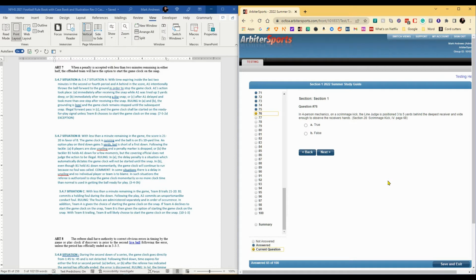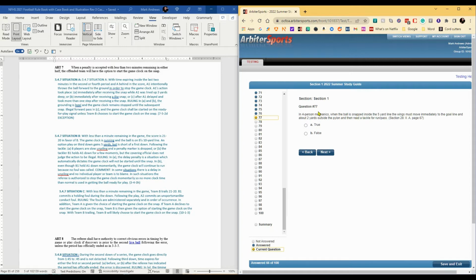Oh boy. Question 76. In four-person mechanics, on a scrimmage kick, the line judge is positioned 3 to 5 yards behind the deepest receiver and wide enough to observe the receiver's hands. Section 28, scrimmage kick, page 68. I don't have an electronic version of this mechanics manual, so I'll just tell you that this is true. Okay. Hopefully we don't have to do any four-person mechanics.